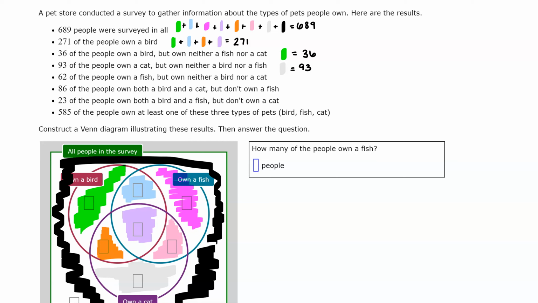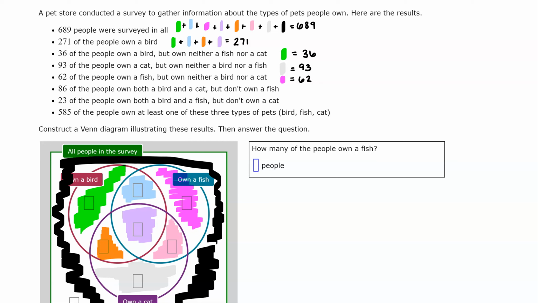So in the gray room, I know that has to have 93 people. 62 of the people own a fish, but not a bird or a cat. So with the same logic, that would be the dark pink room. So the dark pink room has to equal 62.